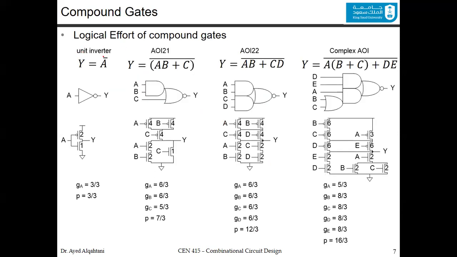If you have a unit inverter, this is the inverter, and this is the design of the inverter. We know the sizing is 1 to 2, and we get the logical effort for A. Now we are indicating that the logical effort for every input is 3/3, and the parasitic is 3/3. Remember, for the logical effort, we look at the gate capacitance. This is for logical effort. And for the parasitic, we look at the output capacitance.